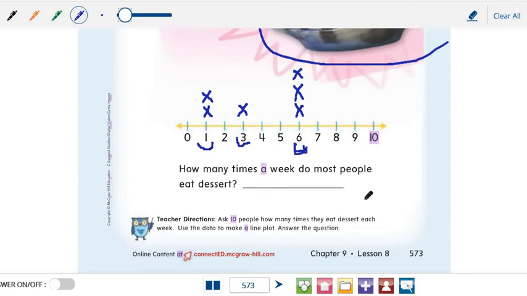So please, grade 2, be sure to apply this activity by yourself. And then when you finish, try to answer this question. How many times a week do most people eat dessert? In my example, you see that most people eat dessert 6 times a week. So please, be sure to apply this activity by yourself and then try to solve this question.